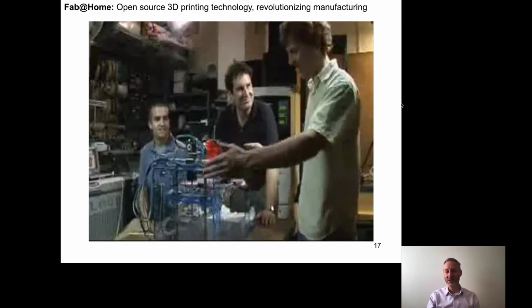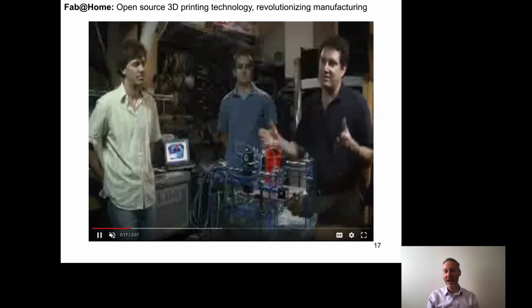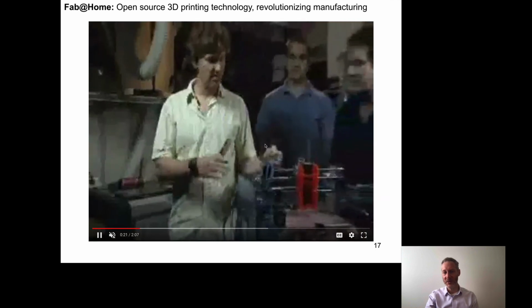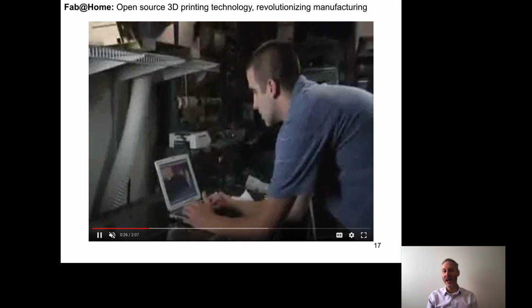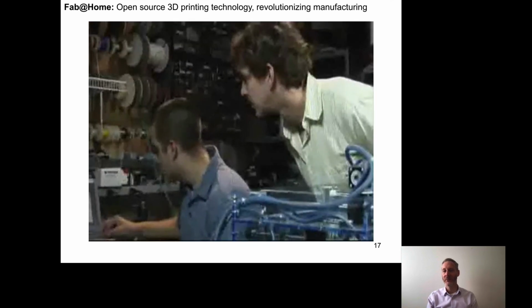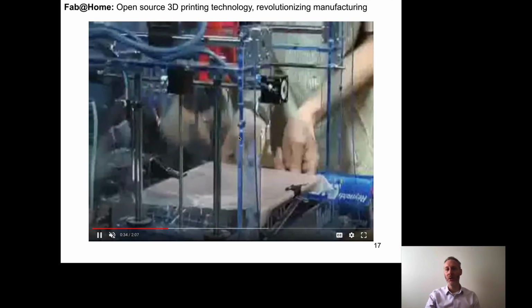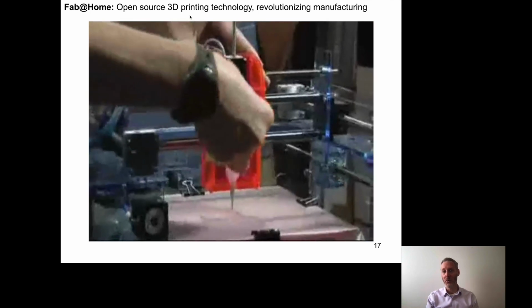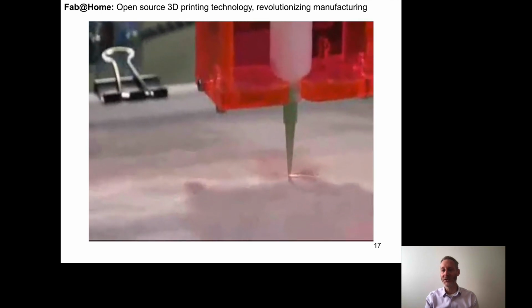Hod and his students asked the following question: could you create a 3D printer that prints out most of its own parts? So you'll notice this particular 3D printer here, it's made mostly from plastic, and most of the parts of the Fab at Home are made from its own parts. By doing that, you can make it much more cost effective to make your own 3D printer and print your own things at home. We're not quite there yet, but we're getting closer.